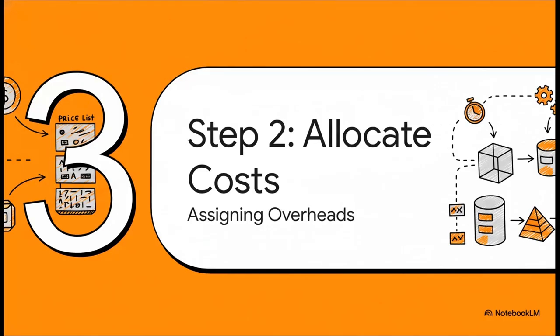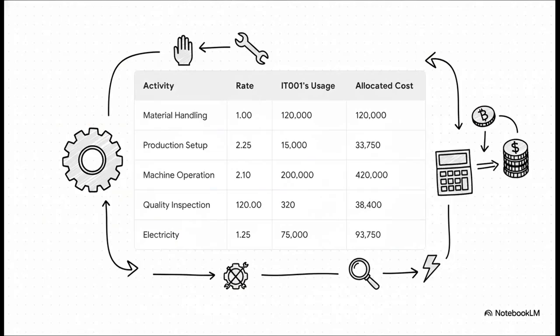Okay, so now we have our price list. The next logical step is to actually use it. We're going to take these rates we just calculated and start assigning those hidden costs to each product based on how much of each activity it really consumed. Let's see how this plays out for product IT001.